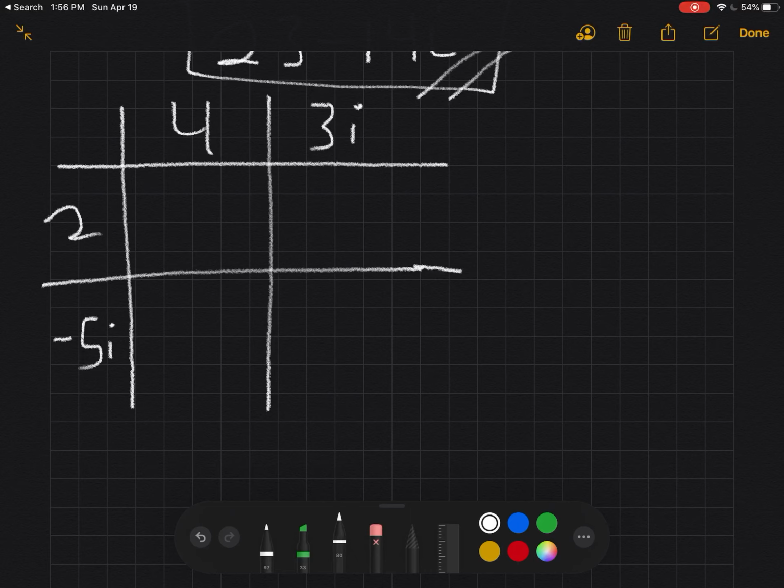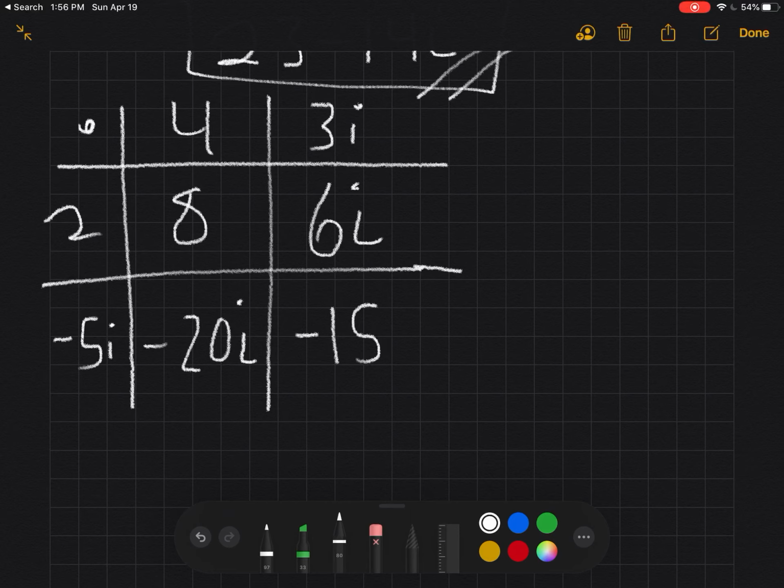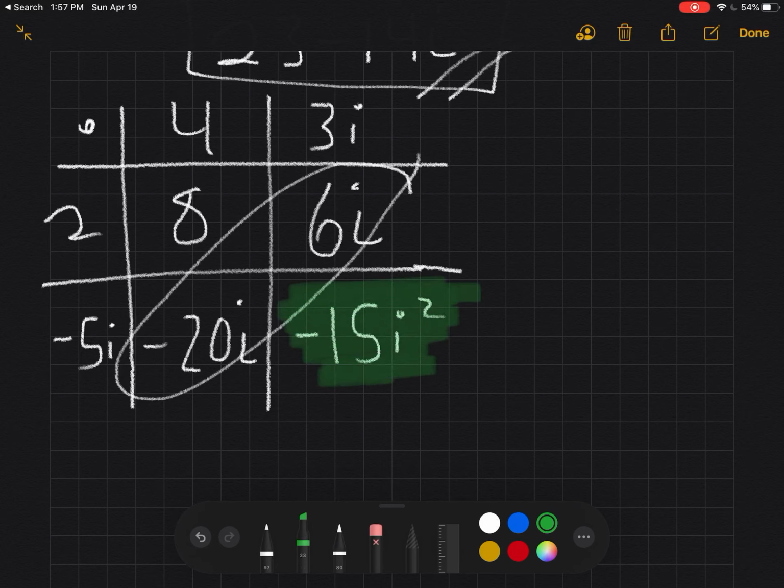You can also do this in the multiplication table, the same way I showed you how to multiply binomials. I like to do this because it's easier to combine my like terms and keep track of what's up. So let's say I have 4 and 3i, that was 4 plus 3i, and 2 minus 5i, and we're multiplying. So 2 times 4 gives me 8, 2 times 3i gives me 6i. Negative 5i times 4 gives me negative 20i. And negative 5i times 3i gives me negative 15i squared. And then these are my like terms.